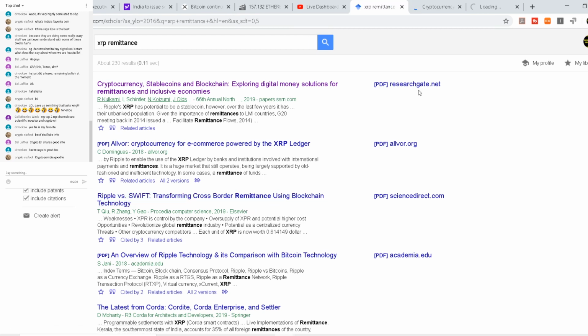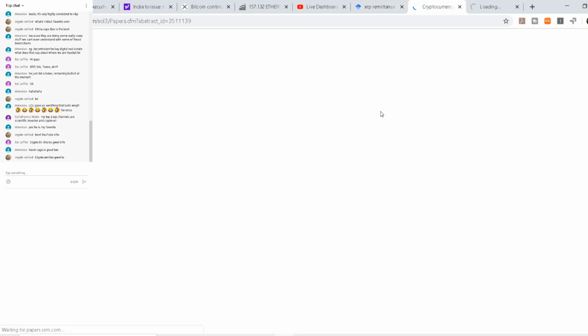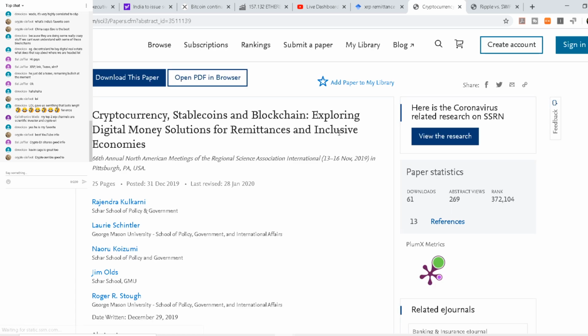When these are happening, what you have to understand is some of the articles give an acknowledgement. When you move to the bottom of the article, it will show that the article is funded by this institution, or done by this university for this reason. For example, this article shows stablecoins, blockchain, exploring digital money solutions for remittance and inclusive economies. You can see this is a conference held in the USA, so they are really into this. It was posted at the end of 2019.